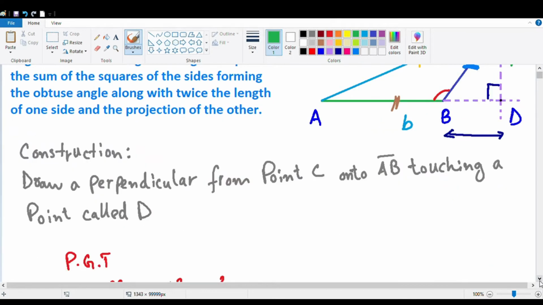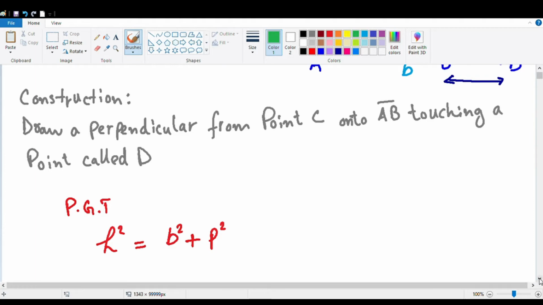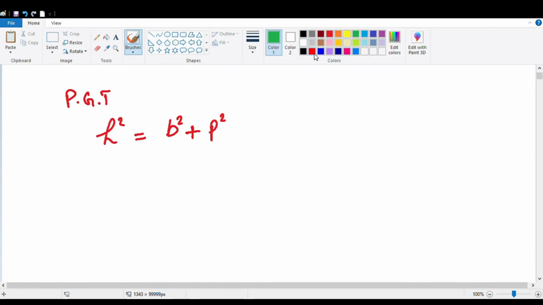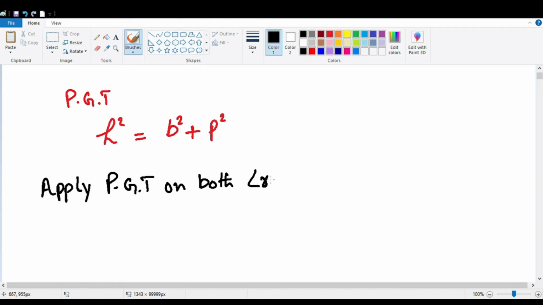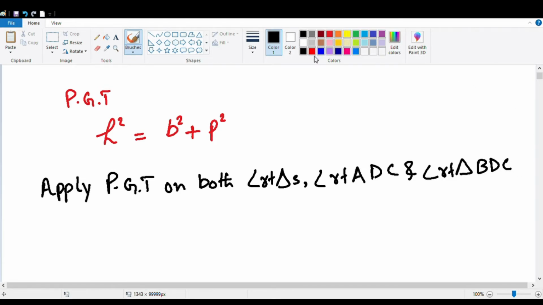So now we also have BDC, so we're going to take both these right triangles and apply the PGT on them. So we're going to say: apply PGT on both right angle triangles, which are right angle triangle ADC, this is the big one, and right angled triangle BDC.